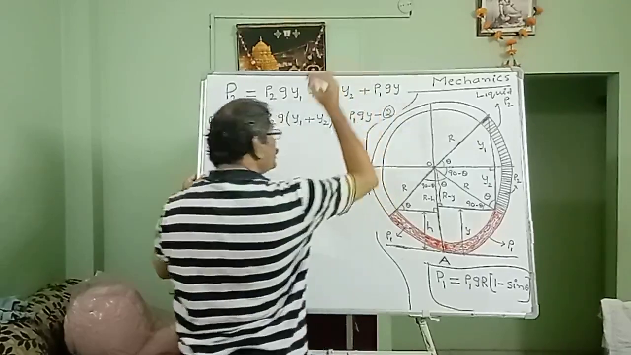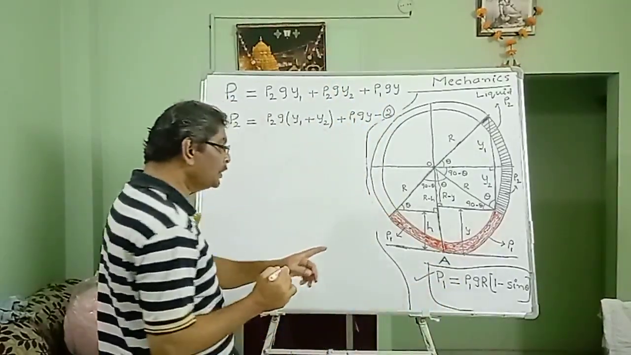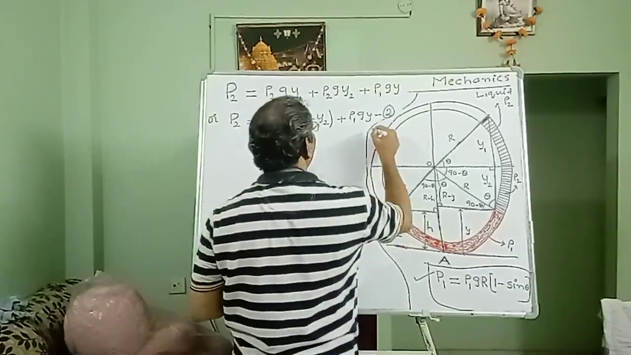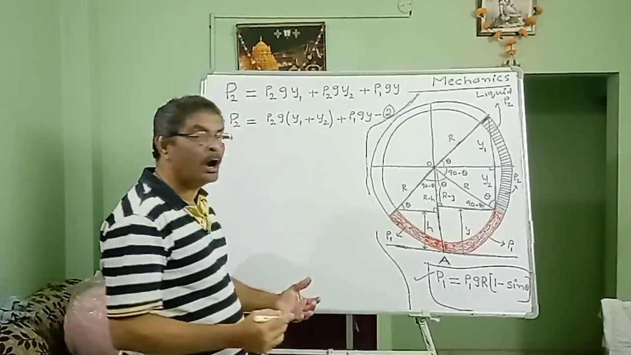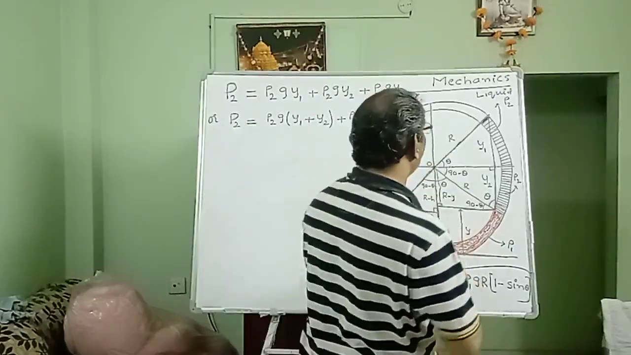Now let us call this equation number 2. We already got the value of P1. Now we are finding the value of P2. So now what do you do? Now how do you find y1?